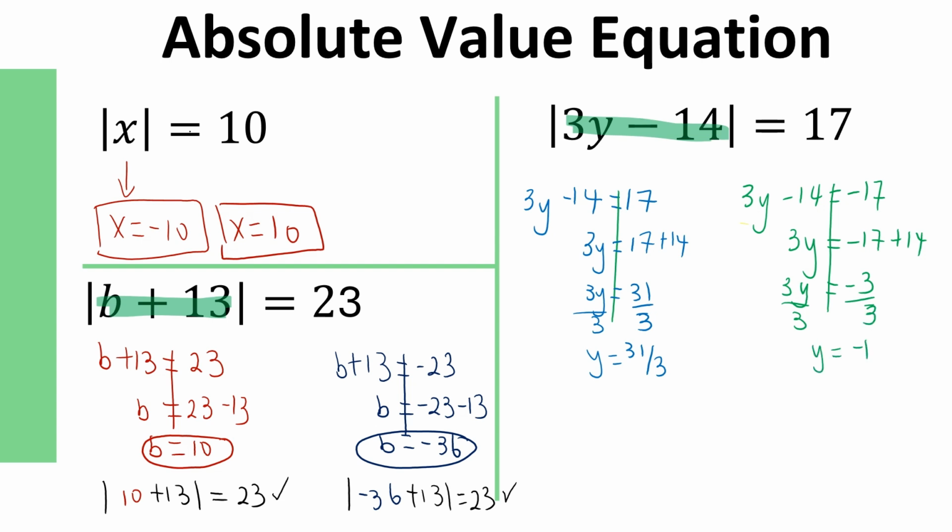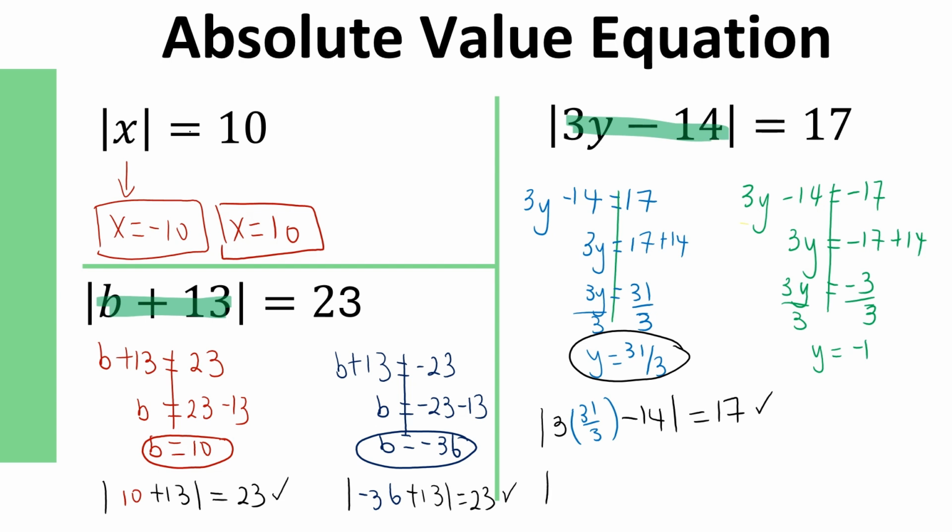Now we're going to check our answer to make sure it works. We want to know if the absolute value of 3 times 31 over 3 minus 14 will give us 17. So 3 times 31 over 3 is 31, minus 14 is 17, and the absolute value of 17 is 17. So that works. So this is one of our solutions.